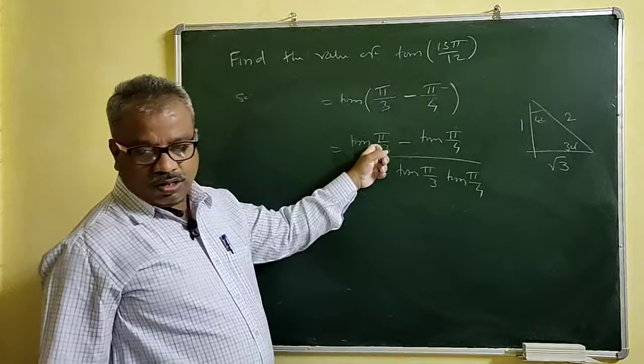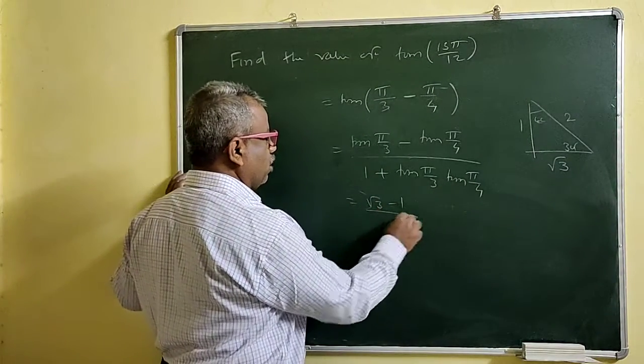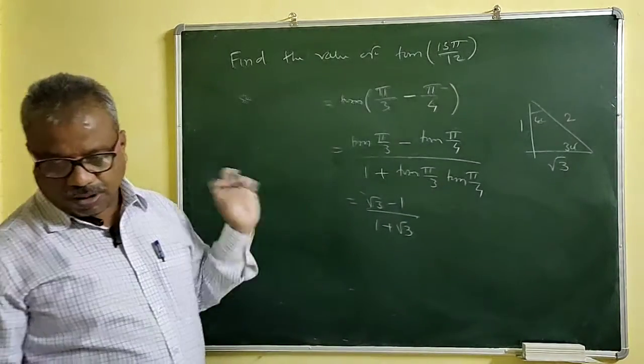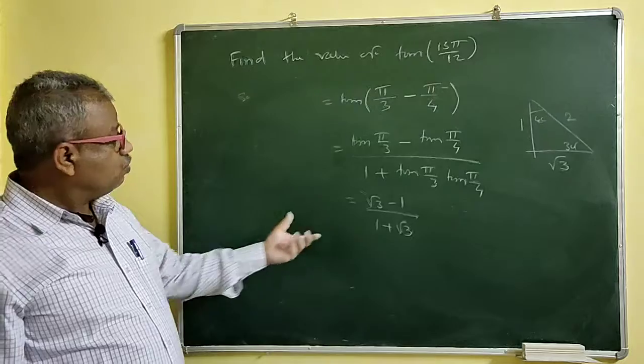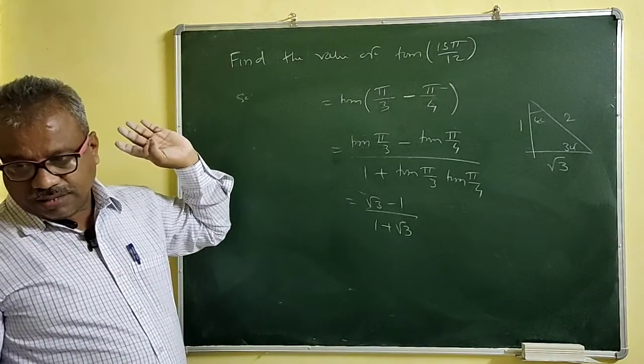So this value is root 3. So this is root 3 minus 1 upon 1 plus root 3, since tan pi by 4 is 1. So this is the value of tan of 13 pi by 12.